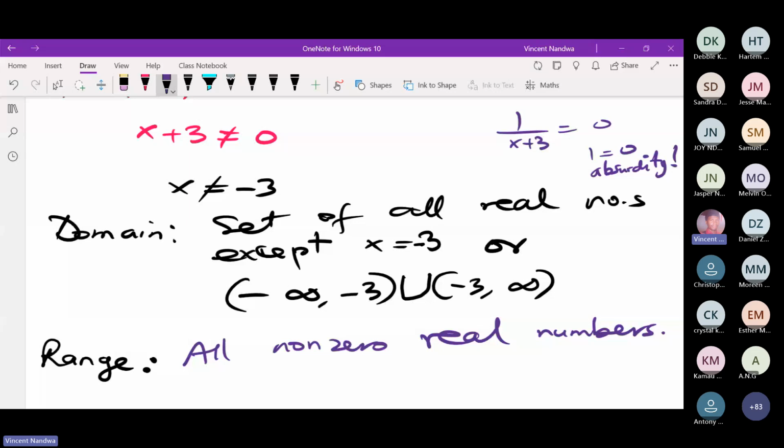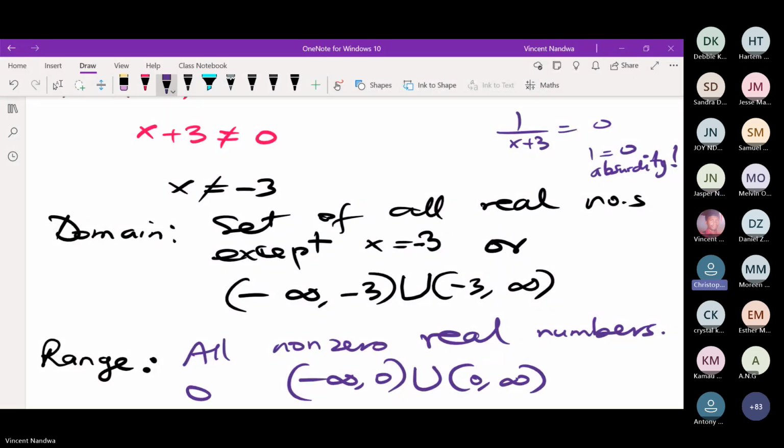All non-zero real numbers will be the range of that given function, or you can write this as minus infinity to 0, union 0 to infinity. That's how we explain the domain and range.